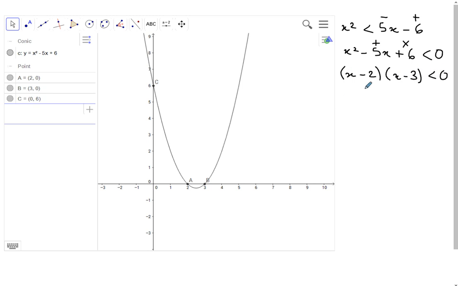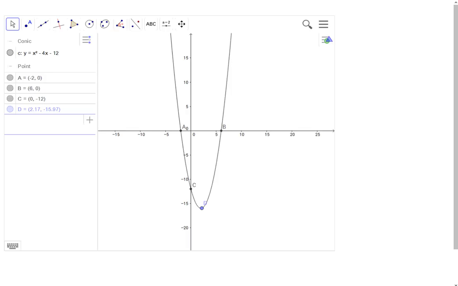If we had to solve them as if it was 0, then x would be 2 or x would be 3. Okay, but because we're looking for the values of x when y is less than 0, we're actually picking up this part of the curve. So again, it's a range. So 2 is less than x is less than 3. Okay, as easy as that. It is quite simple once you fall in love with the curves and the parabolas and quadratics, and everything else just falls into place.